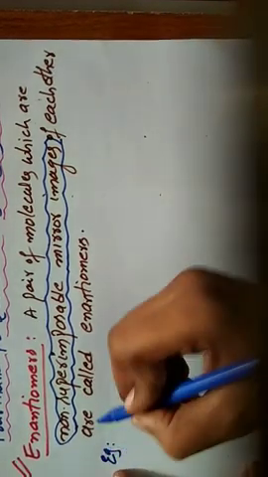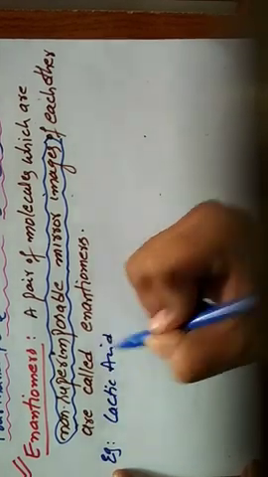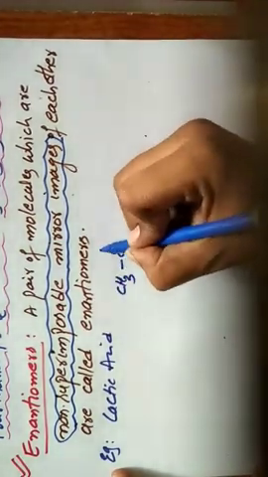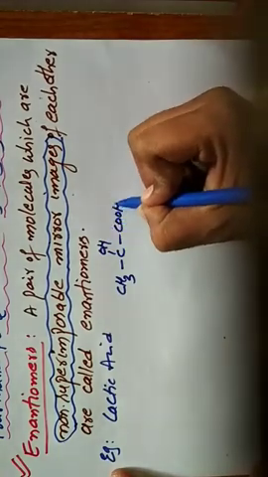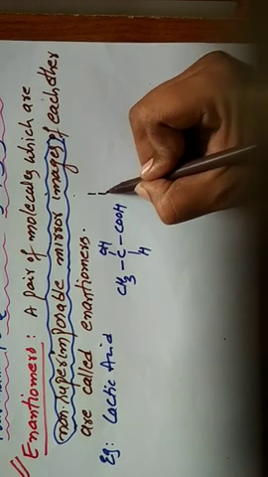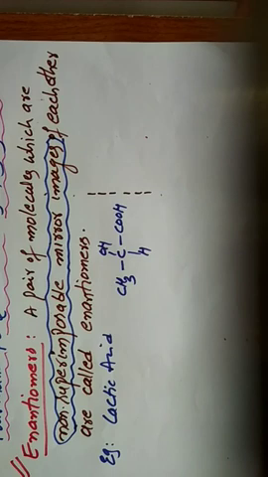The example is lactic acid. Generally lactic acid is this one: CH3 bonded to C, bonded to OH, bonded to COOH, bonded to H. This is the lactic acid. This molecule's mirror image is represented with a dotted line, the mirror. Generally in a mirror, a left hand we can see as a right hand, and a right hand in a mirror looks like a left hand.